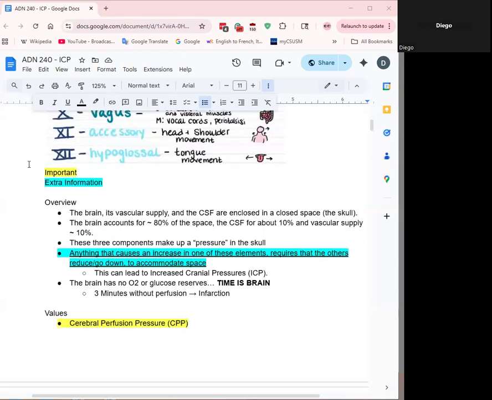Okay, so as with everything here, the cyan, blue, and green is extra information, and the things that I feel are the most important are going to be in yellow.